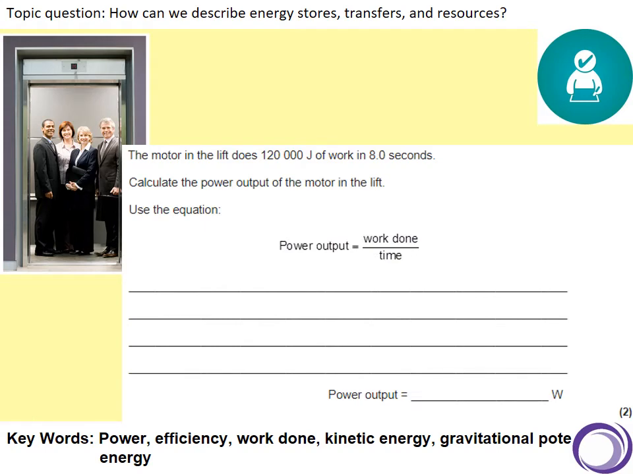Okay, so now we're going to practice using the power equation. You have a motor and the lift does 120,000 joules of work in 8 seconds. So you've got calculate, and you'd be boxing the word calculate because that's your command word. The power output, that's your key word, so you'd underline that, of the lift, the motor and the lift. And you've got the equation there for you. So you just need to decide between those two numbers at the top there, which is your work done, which is your time, and then put your numbers into your equation and calculate it. Pause the video here and have a go at that question.